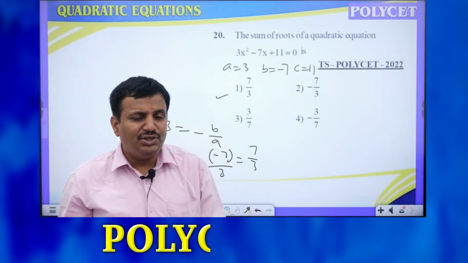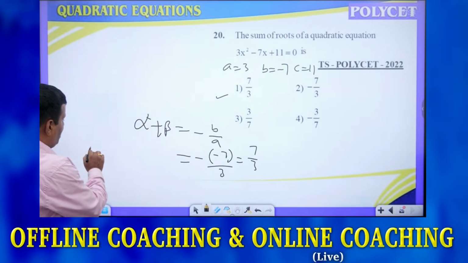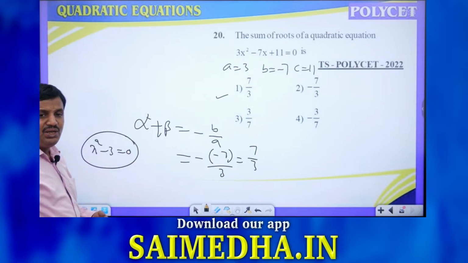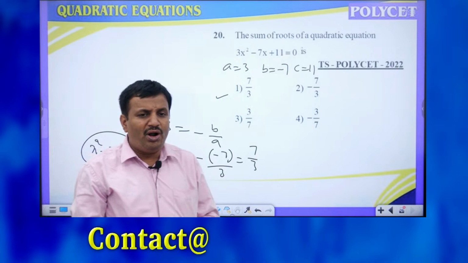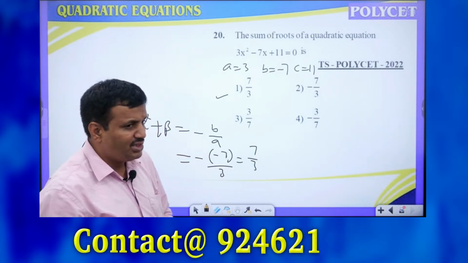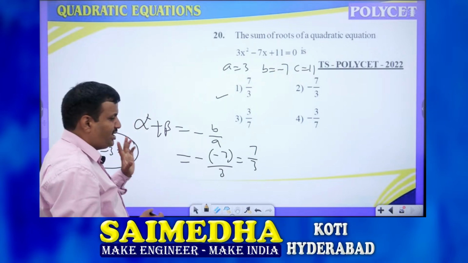B value is 0, then it is a pure quadratic. If we take an example here, x square minus 3 equal to 0, then it is a pure quadratic equation. A quadratic equation can have an x term. Pure quadratic, no x term.